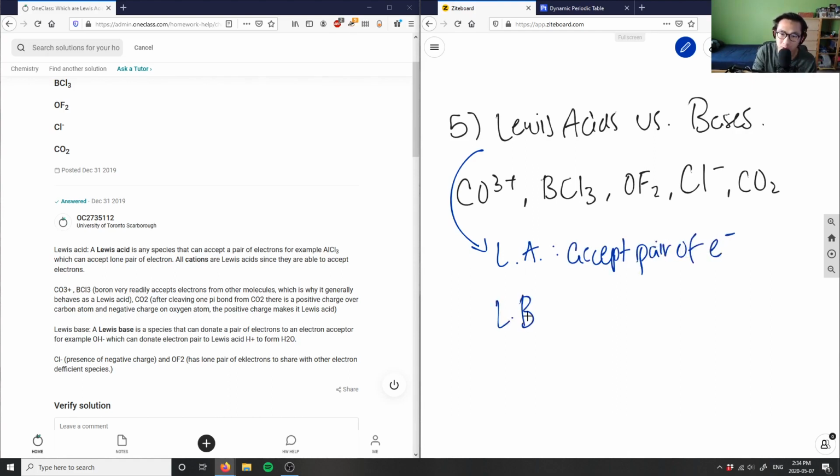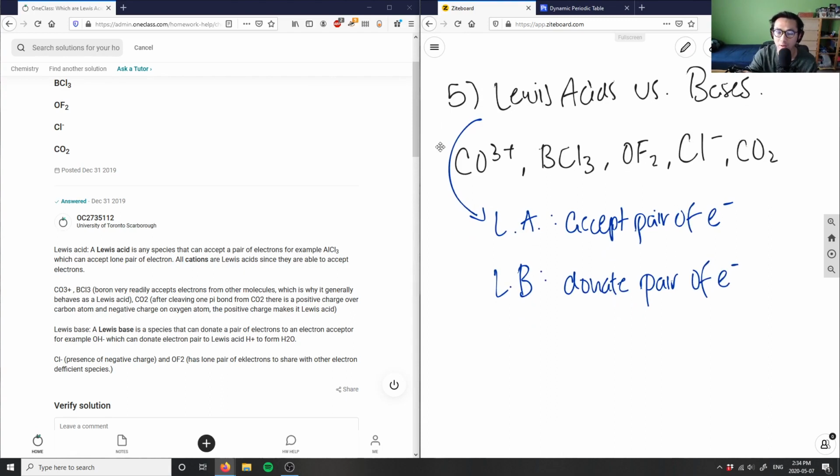So therefore, a Lewis base obviously is going to donate, right? It says a Lewis acid can accept a pair of electrons, and all cations, and then a Lewis base can donate a pair of electrons here, right? So now we have to look at our chemical formulas. We're asking, what can accept electrons and what can donate electrons? So let's look at CO3+, that's the first one here.